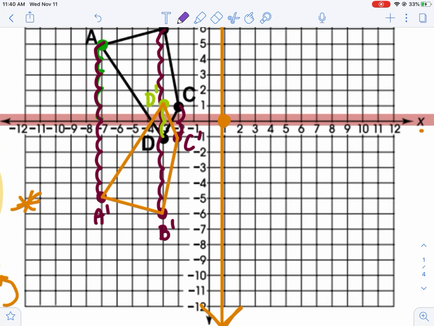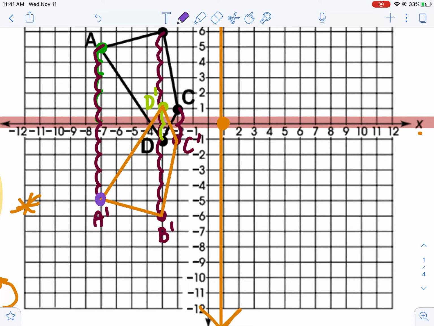Let's go purple. Okay, so now I'm looking at these points A prime, D prime, C prime, and B prime, and we are looking at how far away it is from that new line that we just drew, x equals 1. So, once again, I have to count how far away A prime is. It's 1, 2, 3, 4, 5, 6, 7, 8 away from that new line. So I'm going to count 8 away in the other direction. 1, 2, 3, 4, 5, 6, 7, 8.